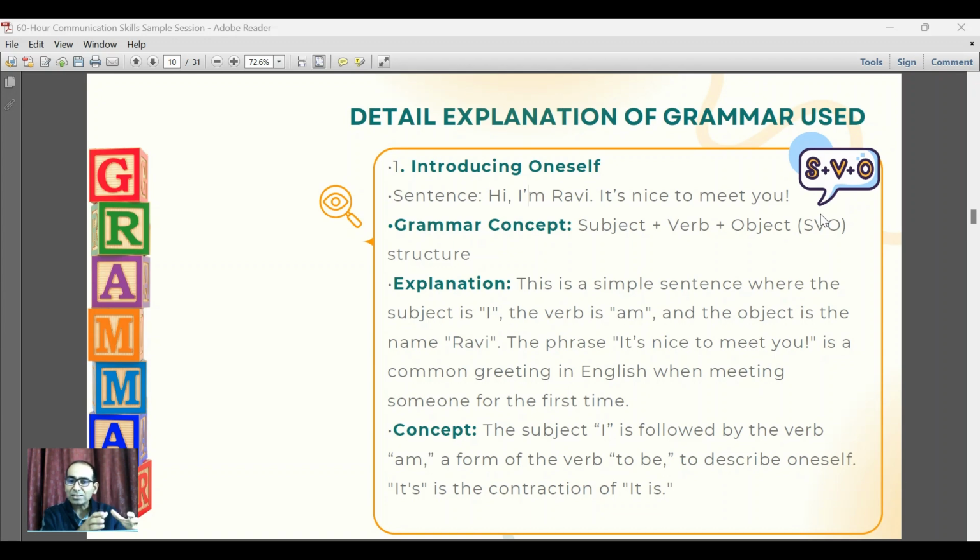Now, the subject I is followed by the verb am. Am is a helping verb. We'll go into a bit more detail about what helping verbs are. And it's a form of the verb to be, that is, to describe oneself. And it is also the contraction of it is. It's, it is. He's, he is. So we'll do these verbal and written activities on grammar.